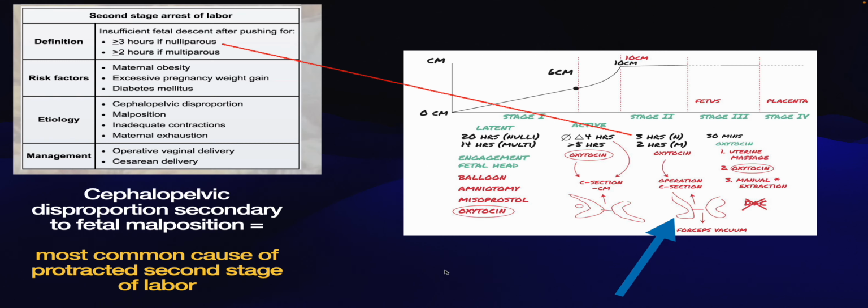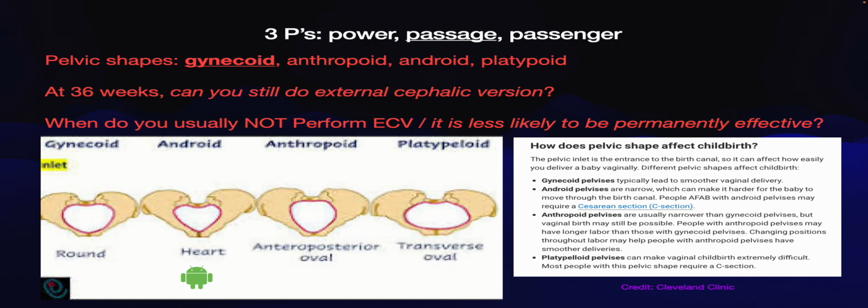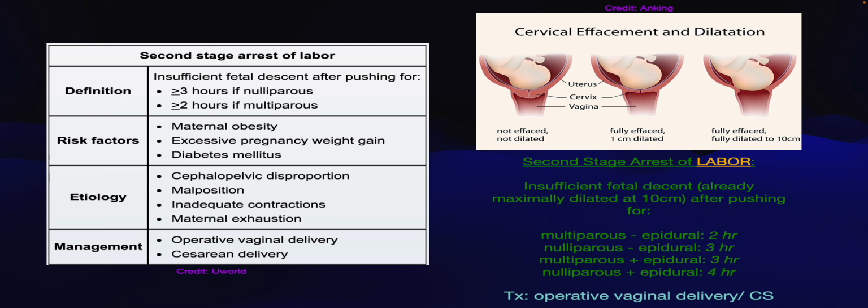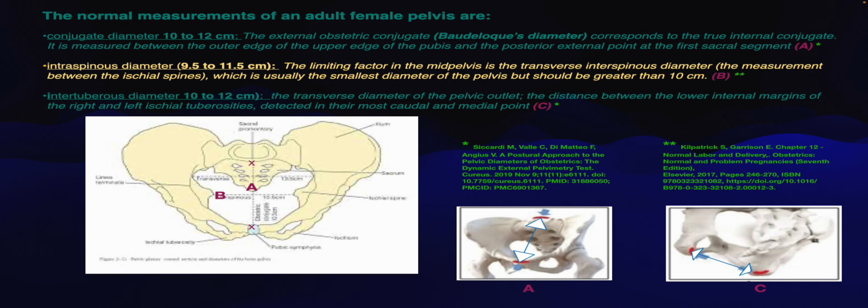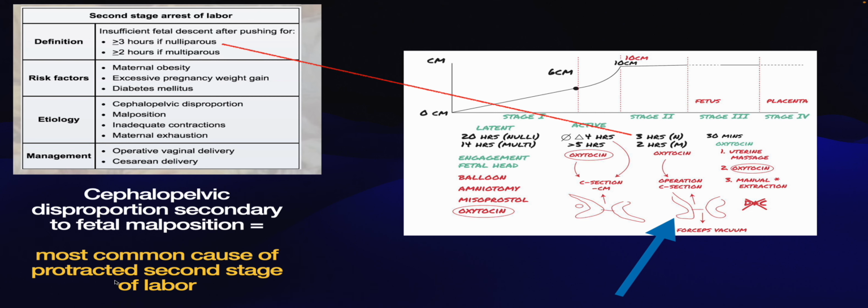So, moving right along, this is circling back to cephalopelvic disproportion secondary to fetal malposition, and how this is the most common cause. We talked about it right here. This is actually the most common cause of the arrest of the second stage of labor, the cephalopelvic disproportion secondary to malposition. So this should say arrest, my apologies, as it says up here.